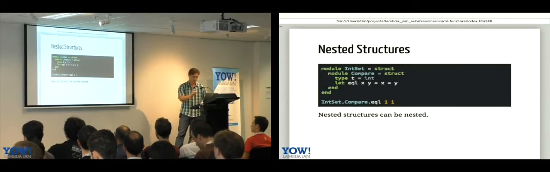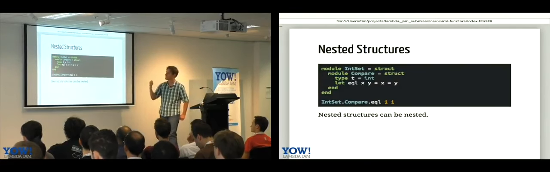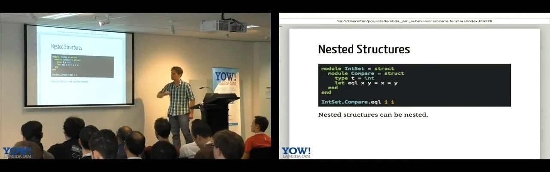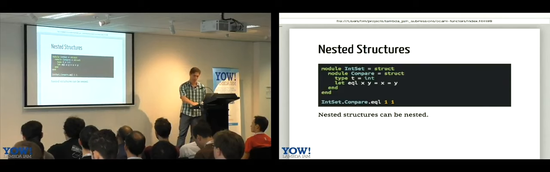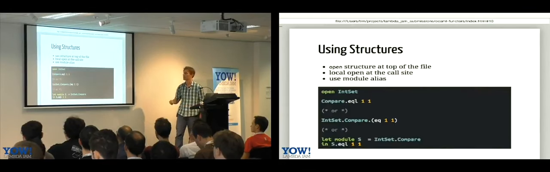The interesting thing about structures in OCaml is they can be nested. So nested structures within nested structures. So here we've got this int set. Within that we've got another struct which is compare, and that's got some things in there. And if we want to access those, that's dotted as well. So fairly as you'd expect.